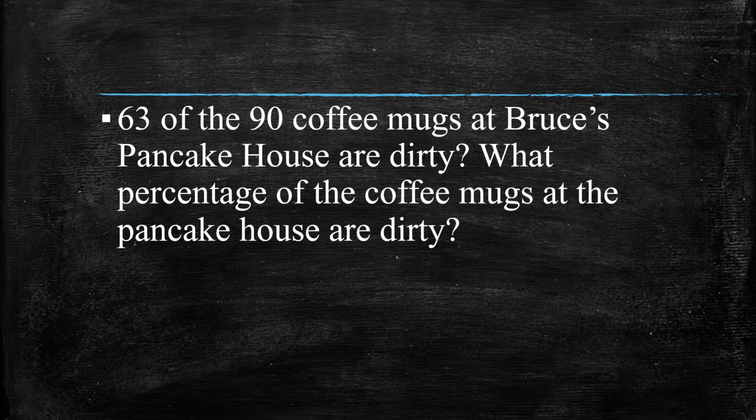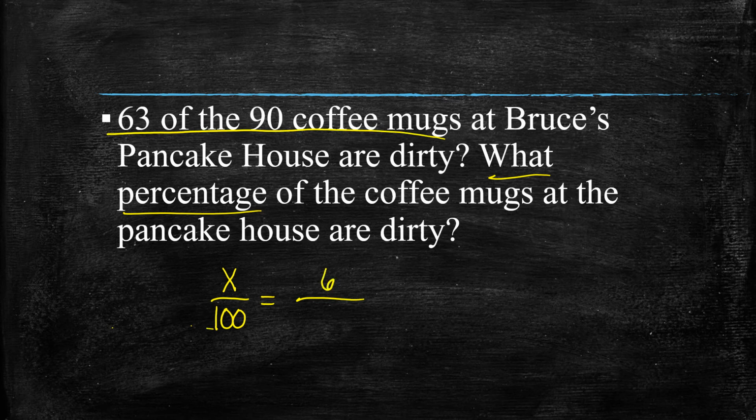63 of the 90 coffee mugs at Bruce's Pancake House are dirty. What percentage of the coffee mugs at the Pancake House are dirty? So we're solving for what percentage. So we don't know what x is, x over 100, because we don't know the percentage. Okay, so how many of the coffee mugs are dirty? It tells us that 63 out of the 90. So that's 63 over 90.